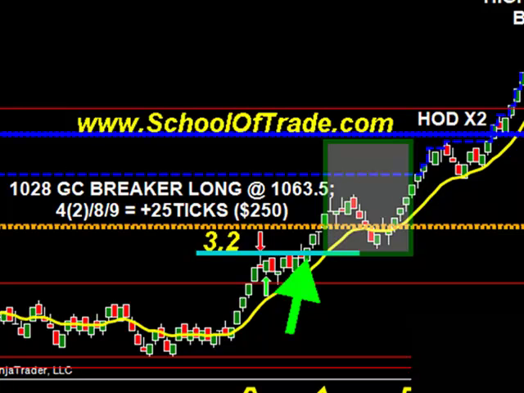10:28 on the gold, a breaker long. Entry here was at 63.5. This, of course, was just above that horizontal blue line at 63.2. You'll notice how we mark up the swing high, the first swing high above that red line, just shy of 63 even. And once we saw a break above that swing high, we had enough room to get in before 64.